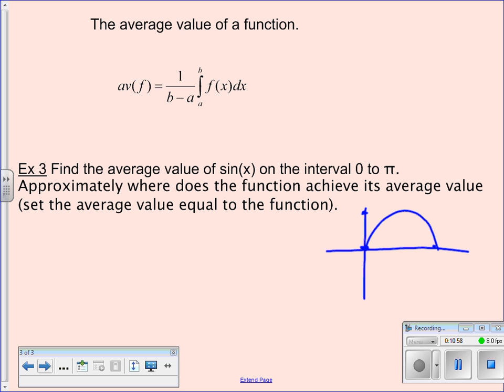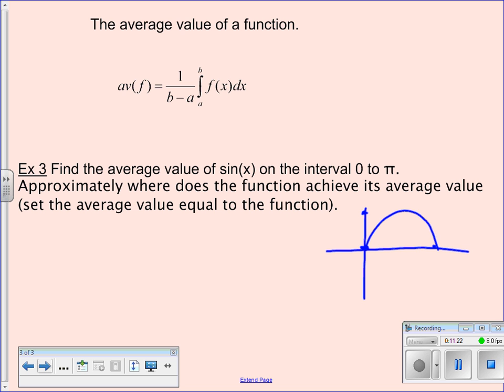I want to know what's the average value of sine. The sine of 0 is 0. The sine of pi is 0. The sine of pi over 2 is 1. The sine of pi over 4 is root 2 over 2. Okay, it doesn't grow in a nice steady straight line, so I can't just take the distance between these 2 points.